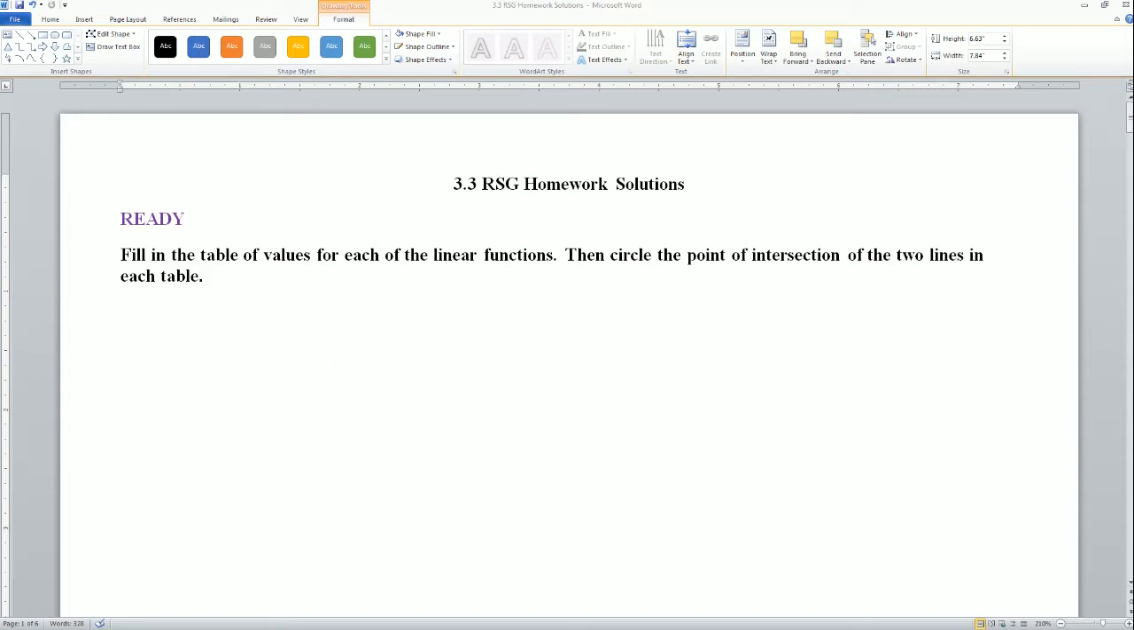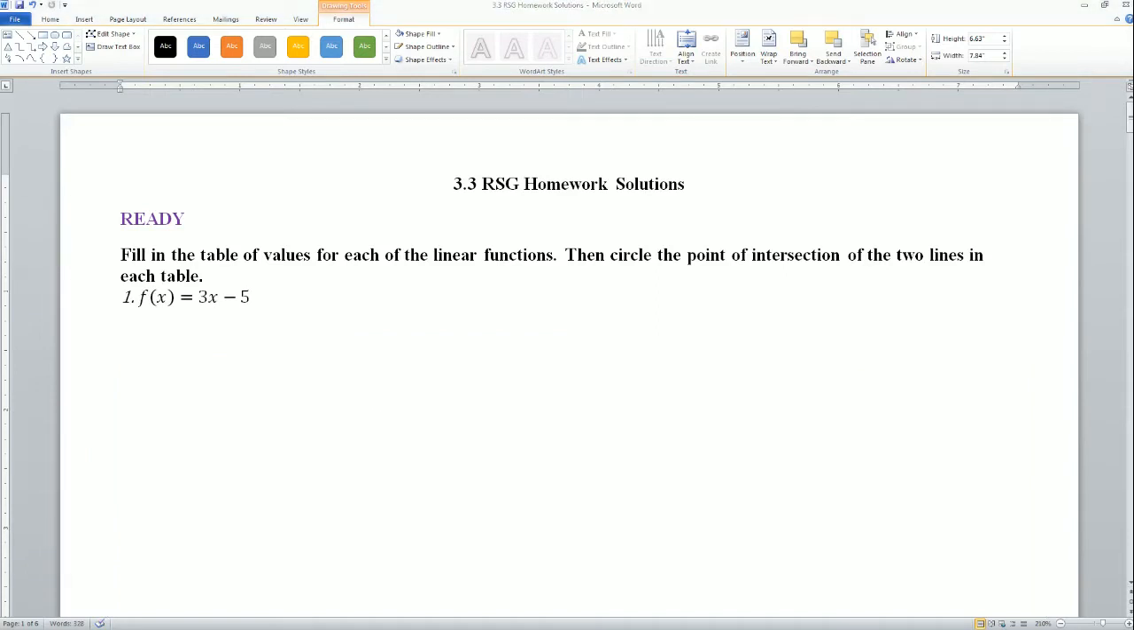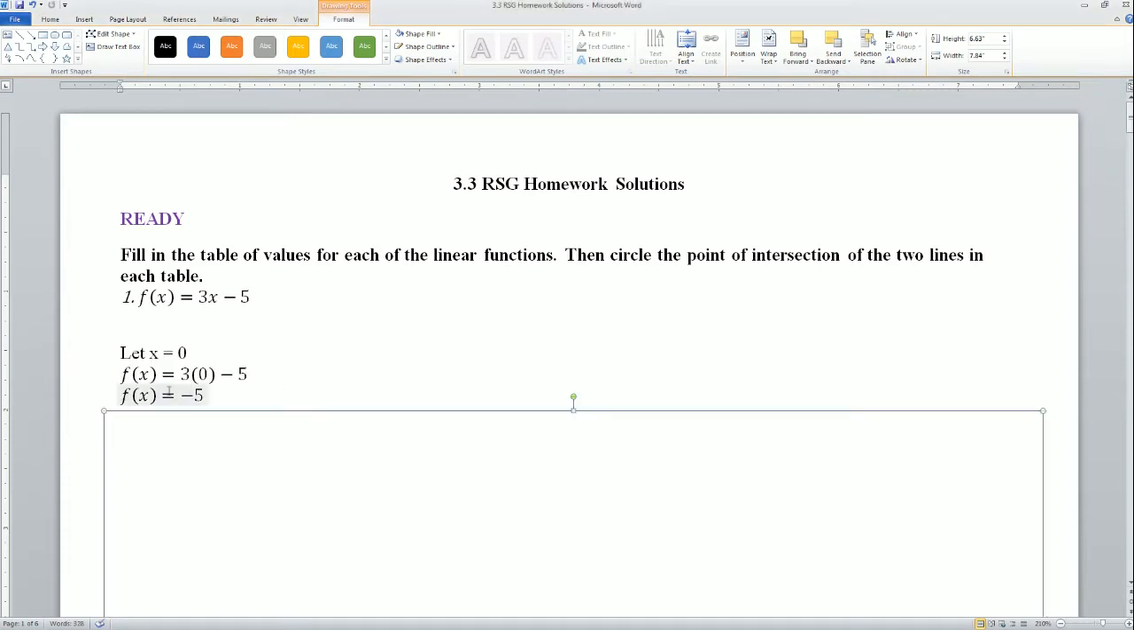Very straightforward. Okay, here's your original equation. Once we found the original equation, we have to plug in the different values. So we're going to try to find 0, 1, 2, 3, 4, and 5. So let's do the first one. I let x equal 0, plug that in, and I got f of x equals negative 5.